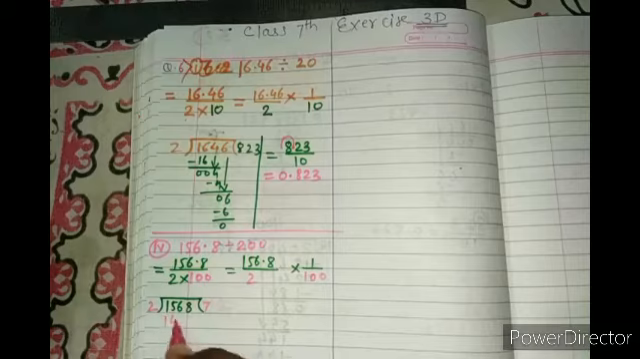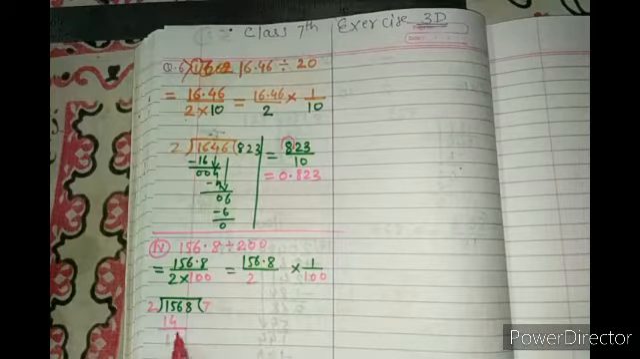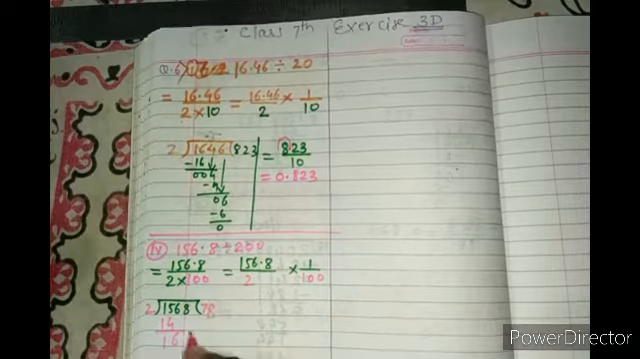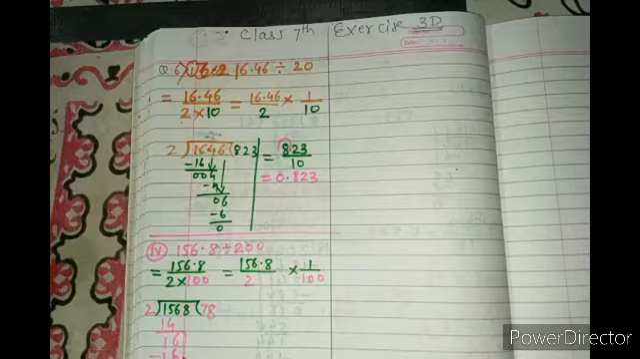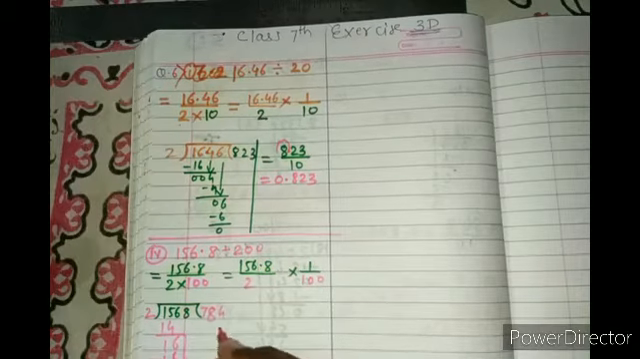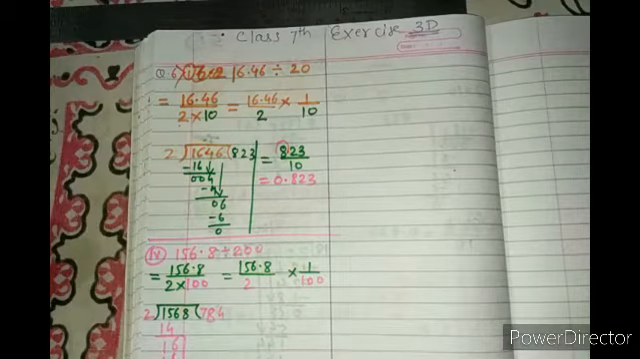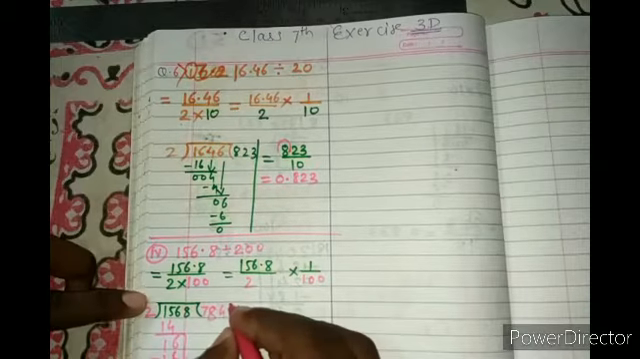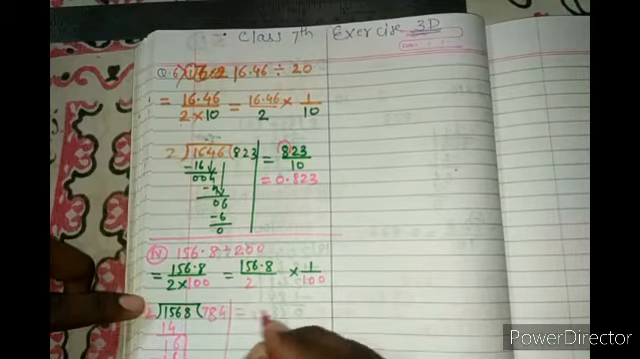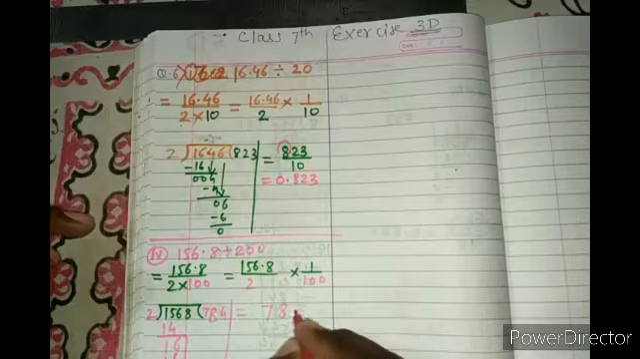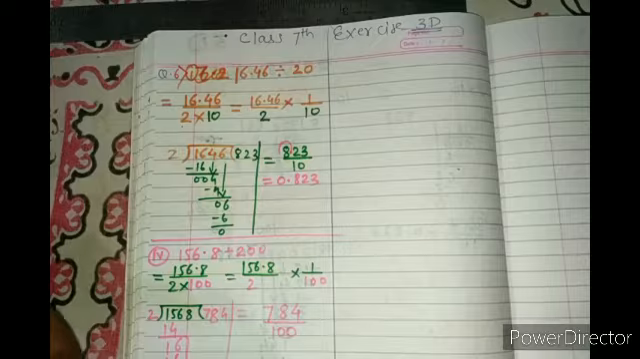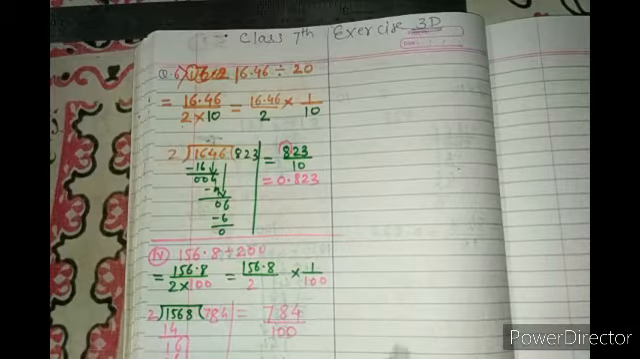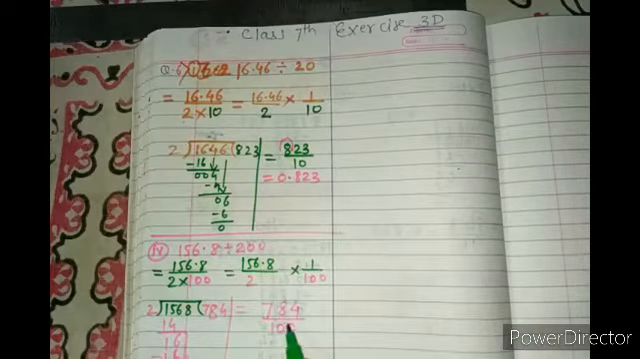2 sevens are 14, 2 eights are 16, and 2 fours are 8. So now we got 784 by 100, but 784 is not the final answer because there should be a decimal point.